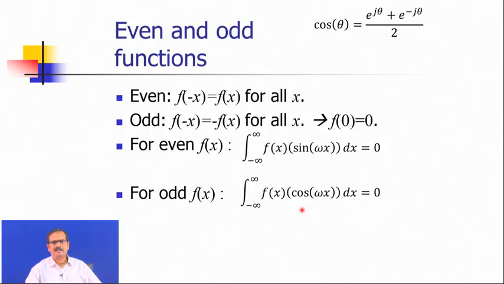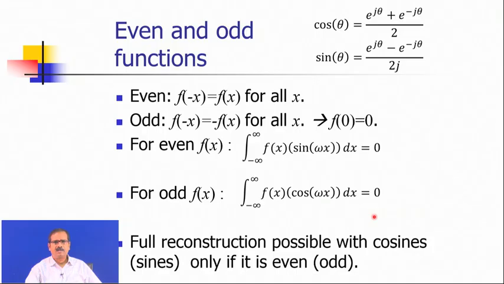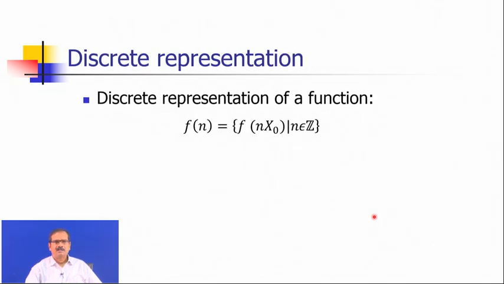Similarly, for odd f(x), this property is true, and that is why using only sinusoidal basis you can reconstruct it. Now, this could be easily derived if I consider these relationships of cos theta and sin theta in terms of the complex exponential quantities. So, full reconstruction is possible with cosines when the function is even, and with sines when the function is odd. Now, let us consider the discrete representation.